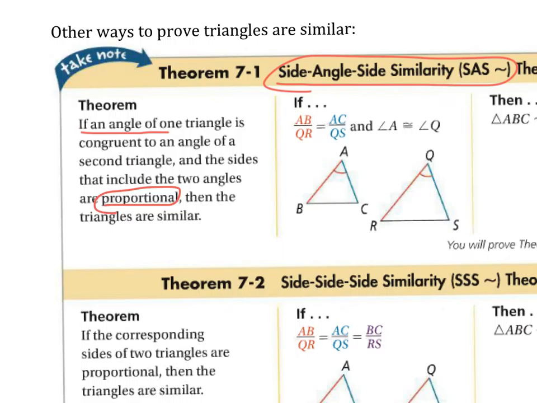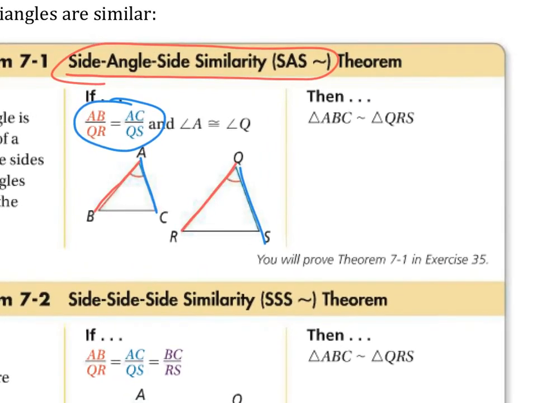So notice here, there's no proportional markings. They just compared AB to QR, and then they compared AC to QS. And as long as those ratios are the same, then number one, you'll find the scale factor, and number two, you see that they're proportional. And we're given that the angles are congruent as well, the included angles inside here and here.